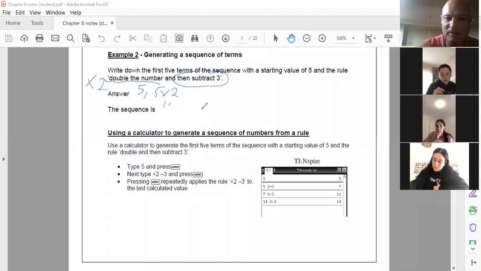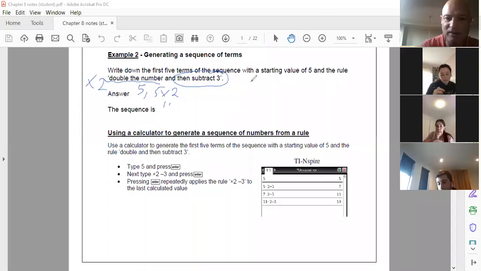10 minus 3, we get a 7. Do the next one. Term number 3 now, because we've got the first term, we've got the second term, term number 3 is going to be the 7. Double it, take away 3. 7 twos, 14, take away 3, 11.